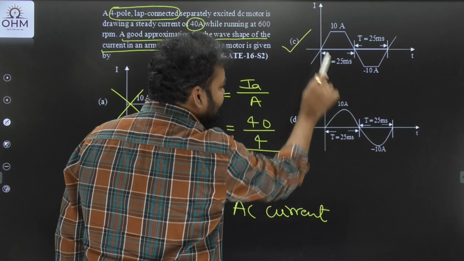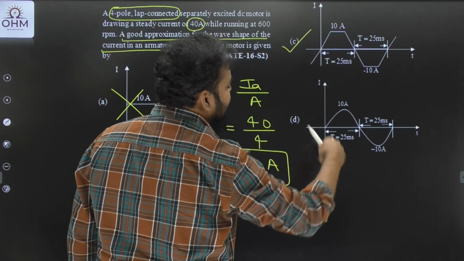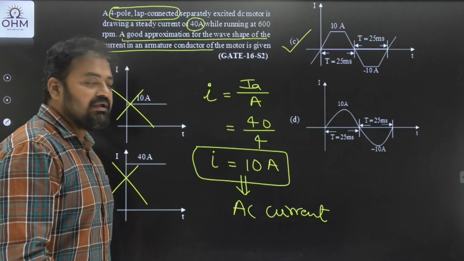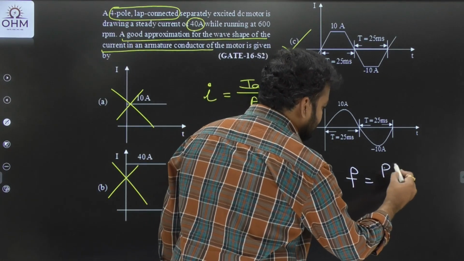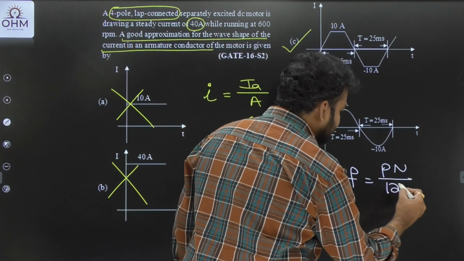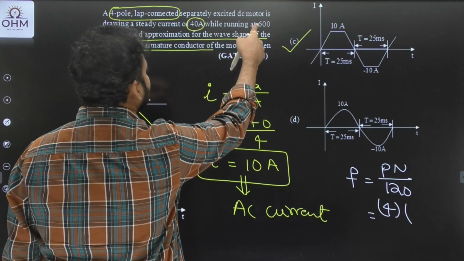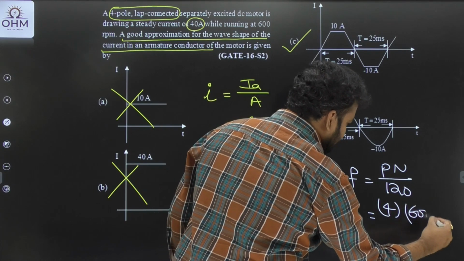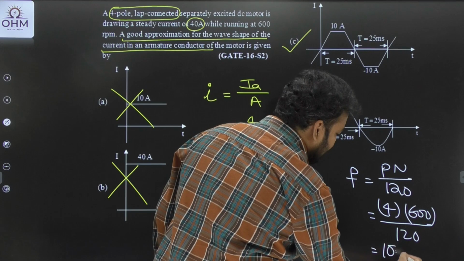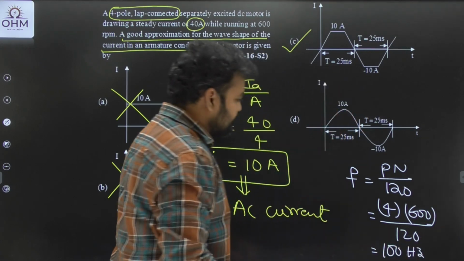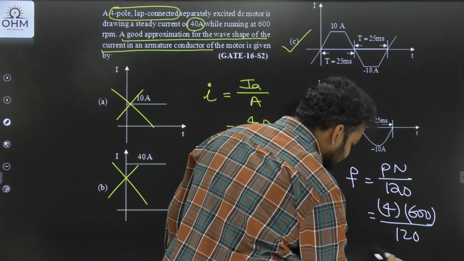Suppose if I give two square waveforms, one with 50 milliseconds time period, another with some other time period, then how do you calculate time period? Frequency will tell you. Frequency is equal to Pn divided by 120, and in the question 4 poles are there. Machine was rotating at 600 rpm divided by 120. You can see what will be the frequency. 100 hertz. Is it? No, let me calculate it. Yes, I am getting 20 hertz frequency.